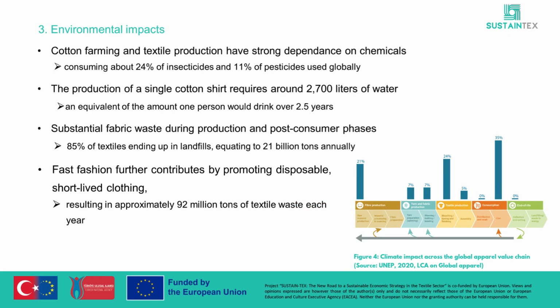Another environmental impact comes from excess use of chemicals. Cotton farming and textile production have a strong dependence on chemicals, consuming about 24% of insecticides and 11% of pesticides used globally. The production of a single cotton shirt requires around 2,700 liters of water, an equivalent of the amount one person would drink over 2.5 years.